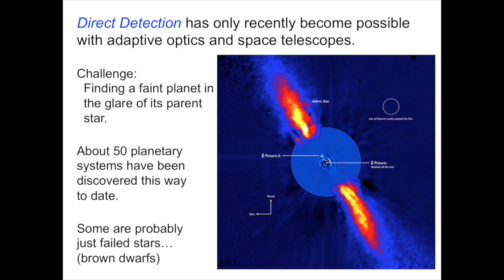Often this is one way you use the direct detection method to search for planets. You look for likely places where you find these large debris disks, and then you zero in with coronagraphic or adaptive optics techniques to see if perhaps there are any planets lurking inside the debris disk.